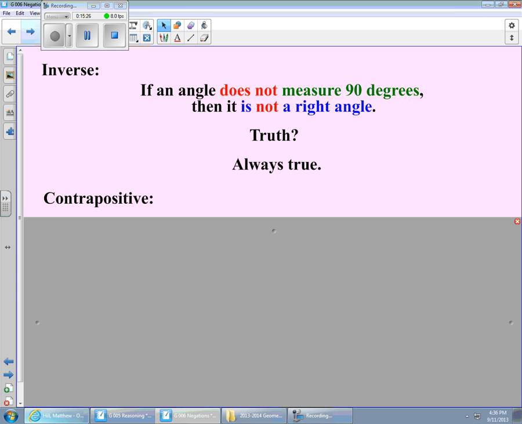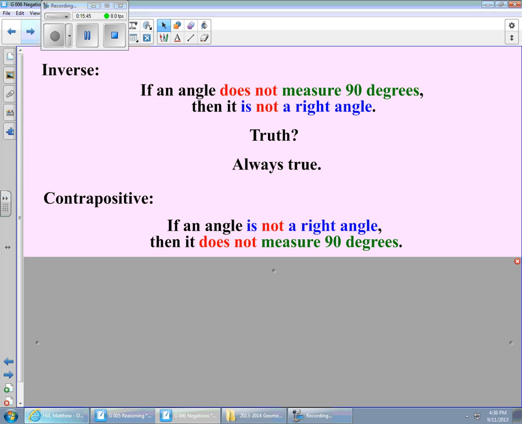Let's examine the contrapositive. Okay, what is it that a contrapositive does to a statement? It takes the inverse of the converse. So we're switching the hypothesis and conclusion and negating them at the same time. If an angle measures 90 degrees, then it is a right angle. Contrapositive would be if an angle is not a right angle, then it does not measure 90 degrees. That's one possible wording for it.